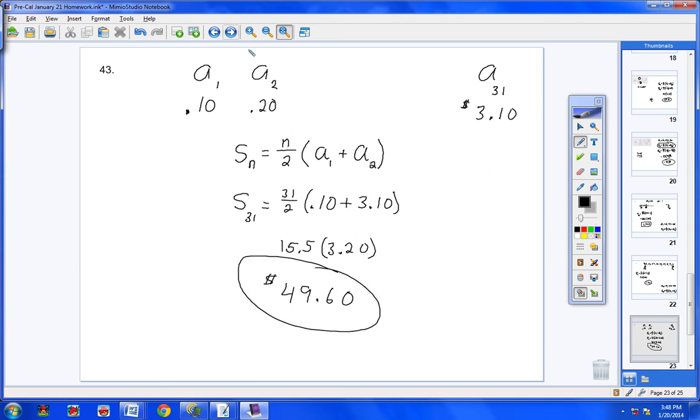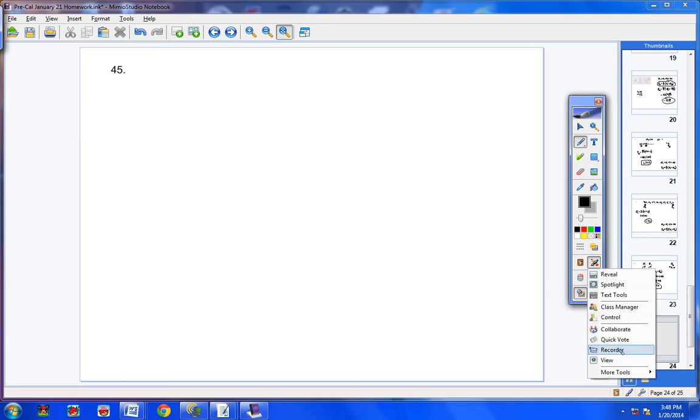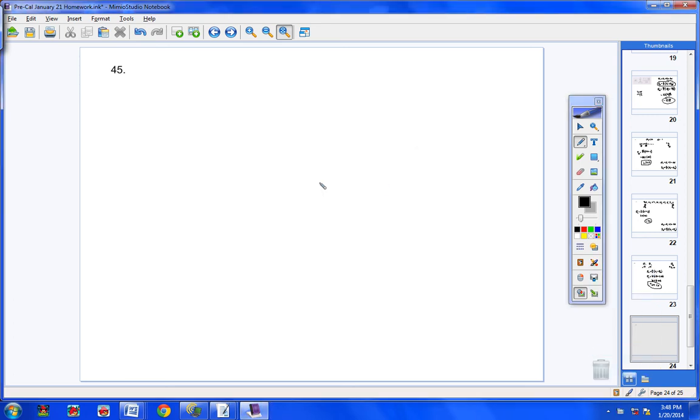All right, moving on to number 45. Number 45 reads as follows. Theater seating. Theaters are often built with more seats per row as the rows move toward the back. Suppose that the first balcony of a theater has 28 seats in the first row, 32 in the second, and so on for 20 rows. How many seats are in the first balcony altogether? Okay, here we go. So we have 28 seats, and then in the next row we have 32, and then the next row we have 36.